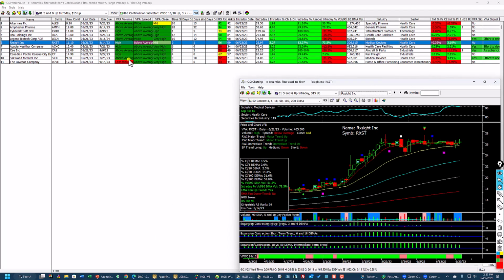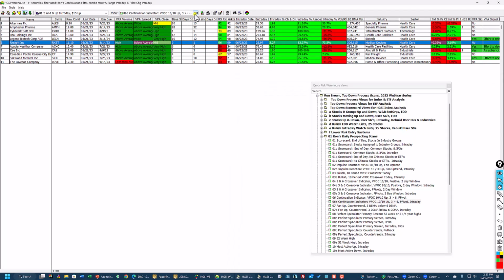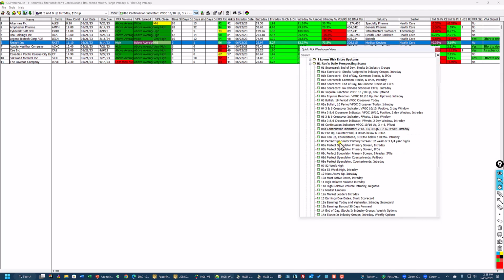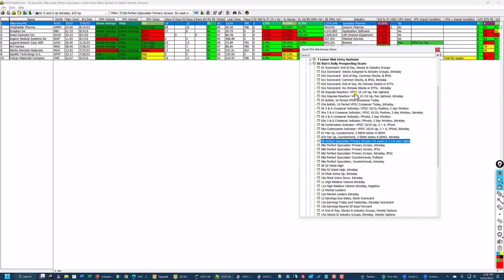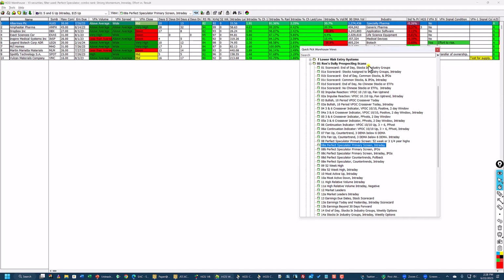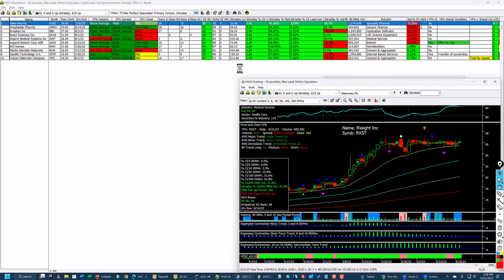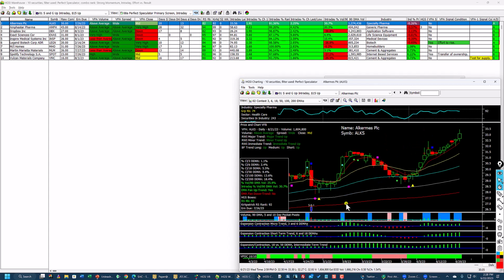I don't want to spend a lot of time on this. My point is, you can use any scan you want to, or any of your own scans. But I have a lot of good scans in here. Perfect speculator stocks. These are stocks that are hitting a 52-week or 3.25 year high, and they're coming out of that group. These are stocks that are up today, and they hit a 52-week high or a 3.25 year high yesterday. So a lot of strength in these stocks.